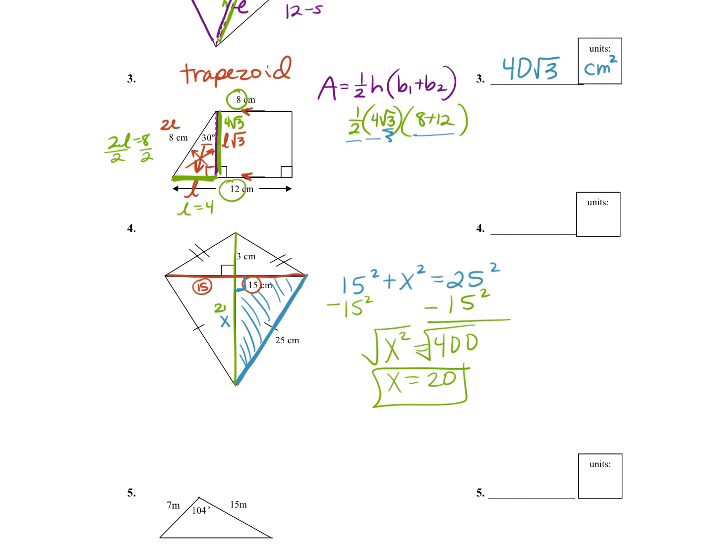Okay, so that's this piece. But we want the whole diagonal, and some of you did that wrong on the quiz. We want this, the 3, plus the 20. So that's your other diagonal. We forgot to define this.